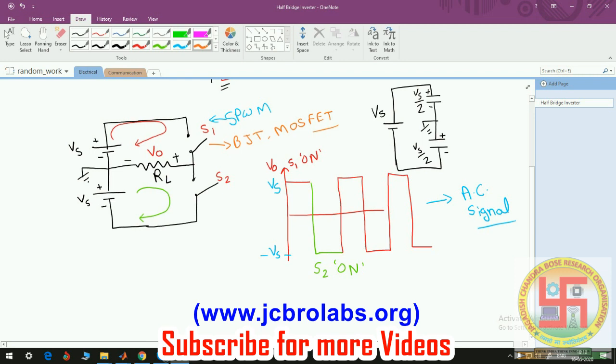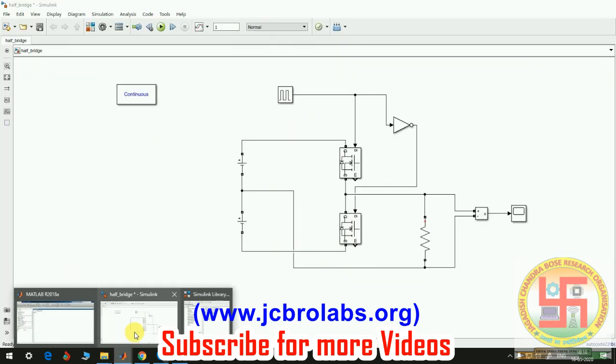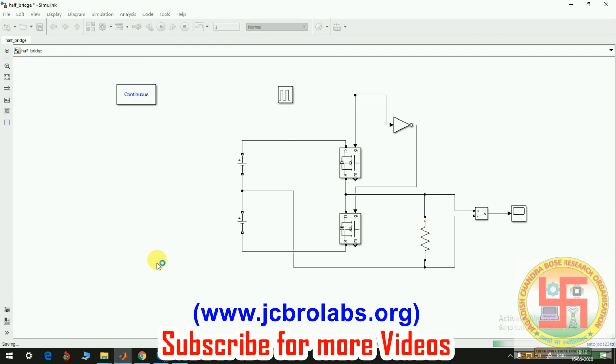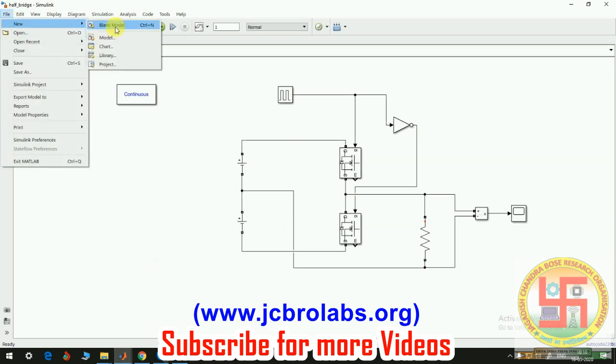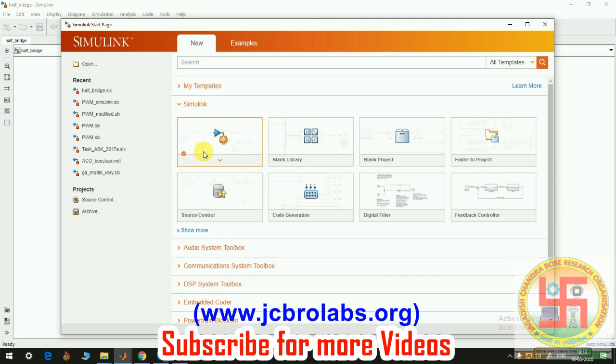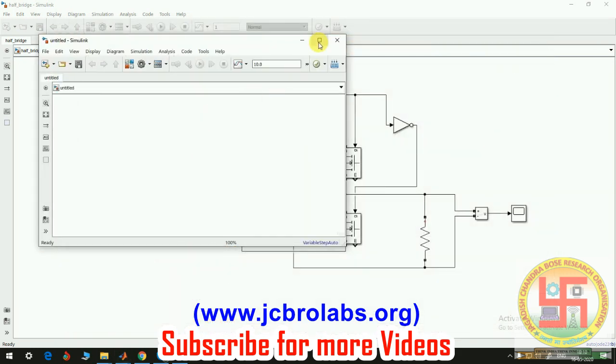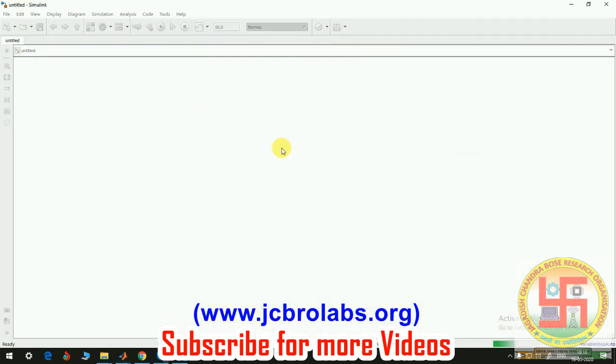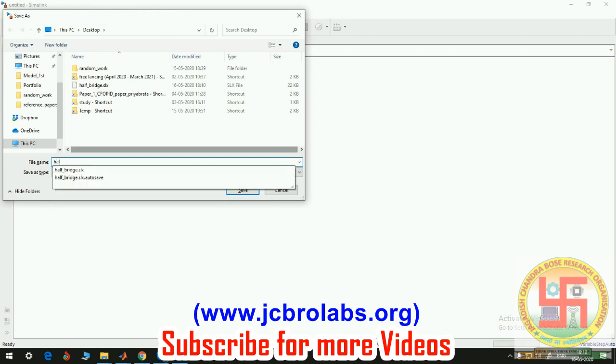Now we will try to simulate the same circuit in Simulink. Let's start with Simulink. First, let's create a new model. Go to blank model, and then let's first save it as half bridge Simulink.